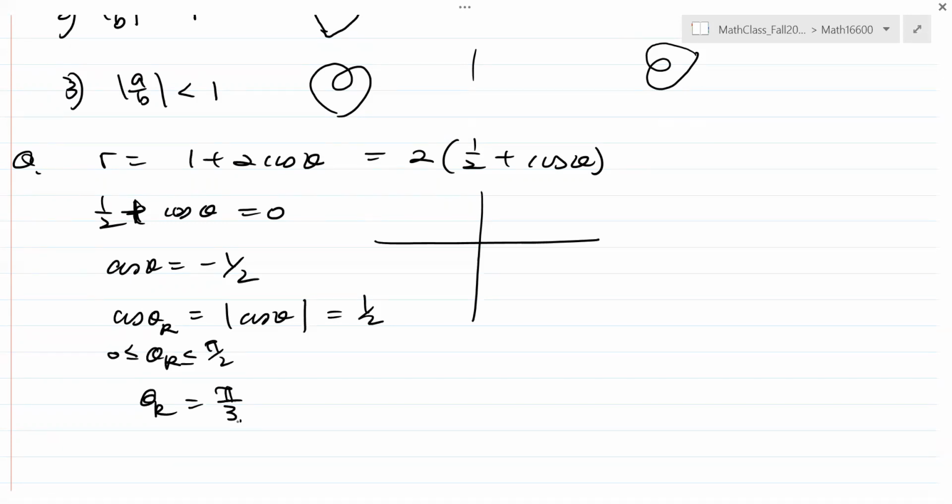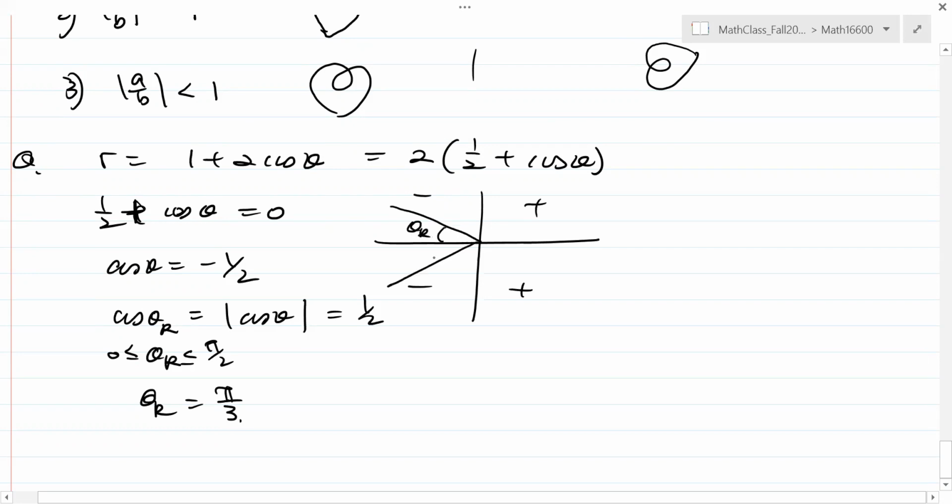For cosine theta, where is it negative? Cosine theta here is negative, negative, positive, positive. So this is the reference angle, okay? You have two solutions. Theta 1 is going to be pi minus pi over 3, so it's 2 pi over 3. Theta 2 is pi plus pi over 3, which is 4 pi over 3.